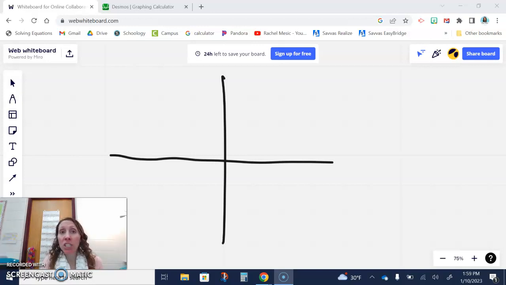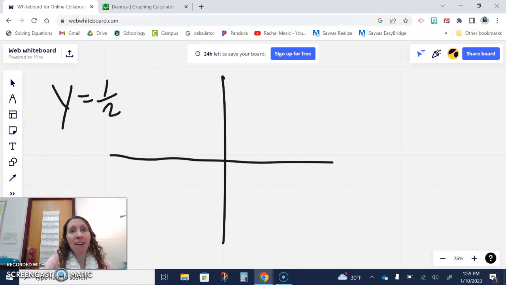Today you are going to learn how to write an equation for a line that is parallel to another line. So let's say we have the equation y equals 1/2 x minus 1. The y-intercept is at -1 and the slope is 1/2. So we're going to go up 1 over 2, up 1 over 2.